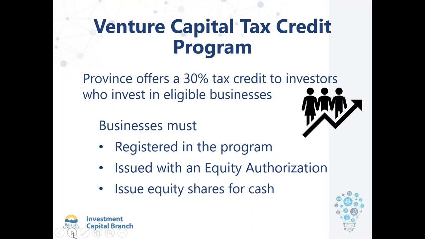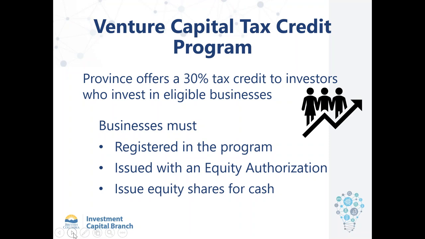Not every company is eligible to be registered in the program and to raise tax credit supported money. And so there are a couple of criteria, really, and I'll get into more detail and talk about the specific criteria in the next few slides. But for a business to be able to raise tax credit supported money, it has to be, first of all, registered in the program, and it has to meet registration criteria and submit an application to us to be considered for registration. We have to then issue an equity authorization. So this is the right for the business to then go out and raise equity investment.